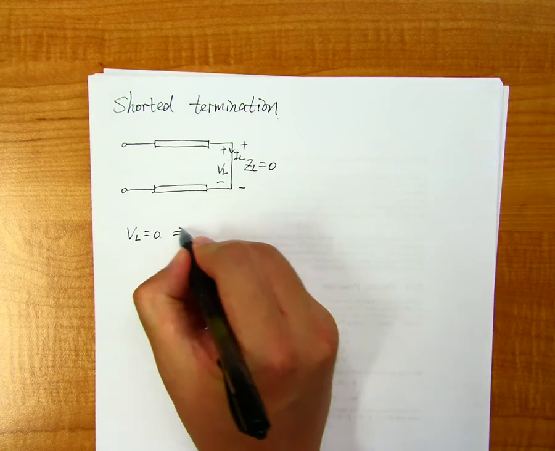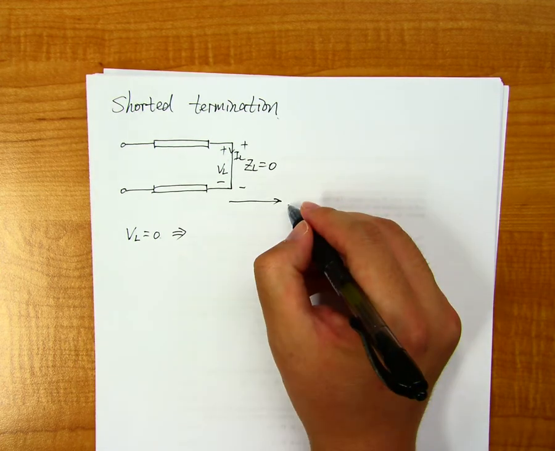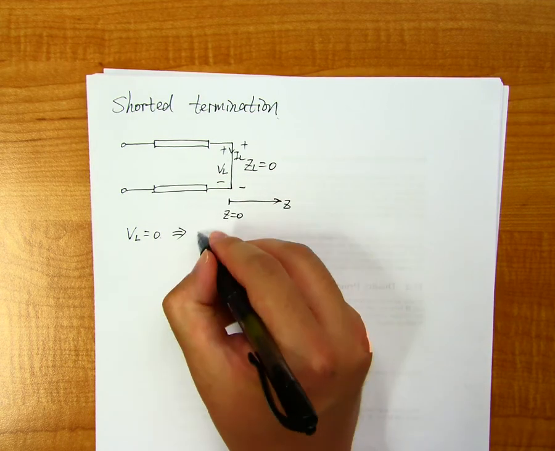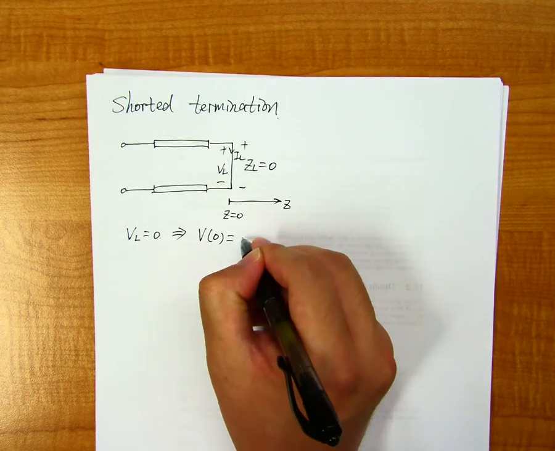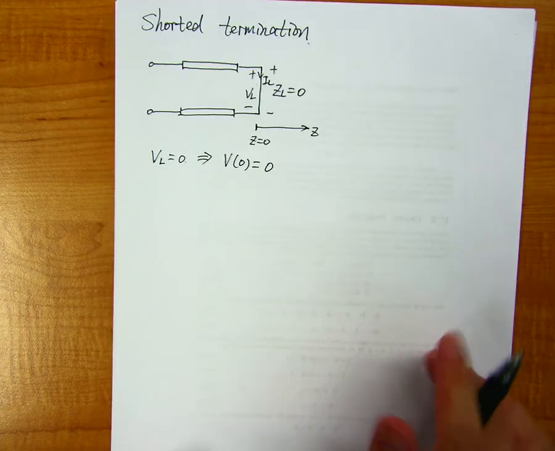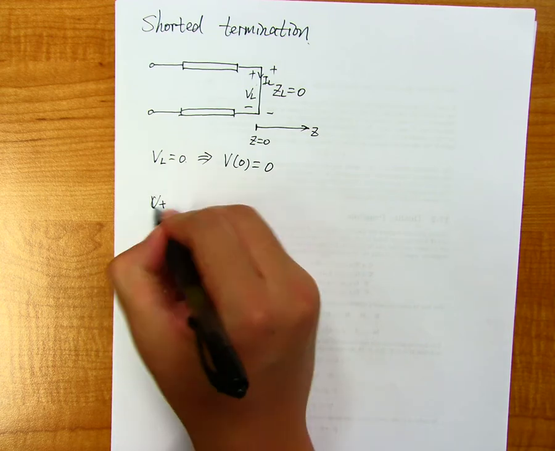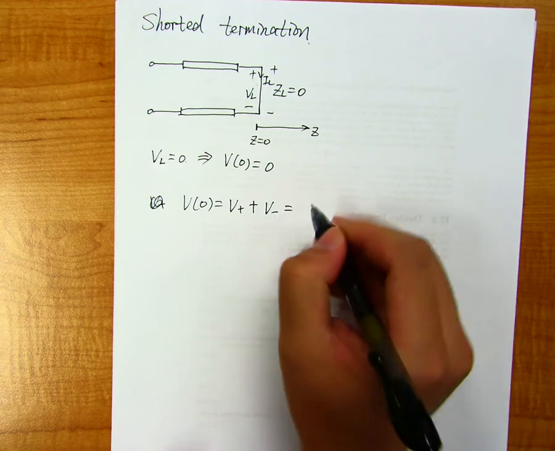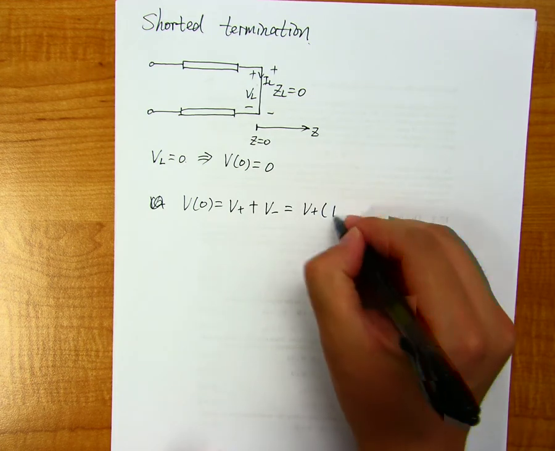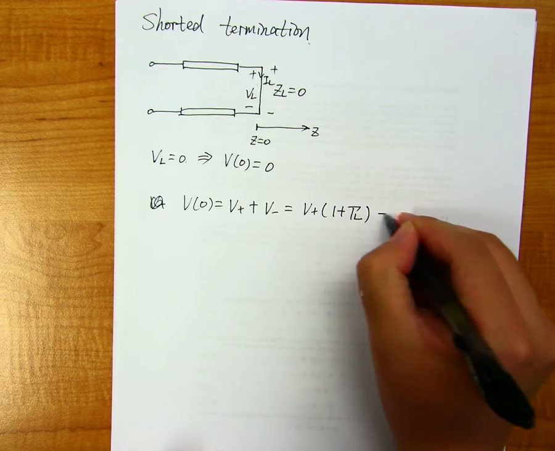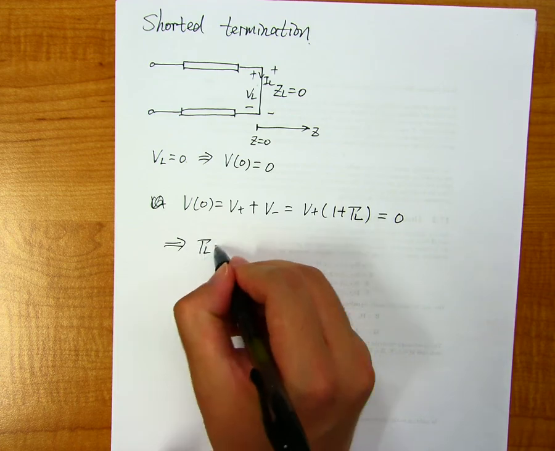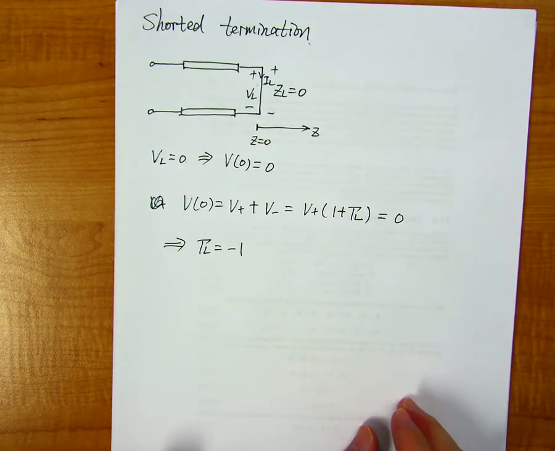Which means if we still set the z-axis to be like this, and at this point z equals 0, we have V of 0 is equal to 0, right? Which means V of 0 is equal to V plus plus V minus, which is equal to V plus times 1 plus gamma L, which is equal to 0. Which means gamma L must be negative 1 in the short terminated case.